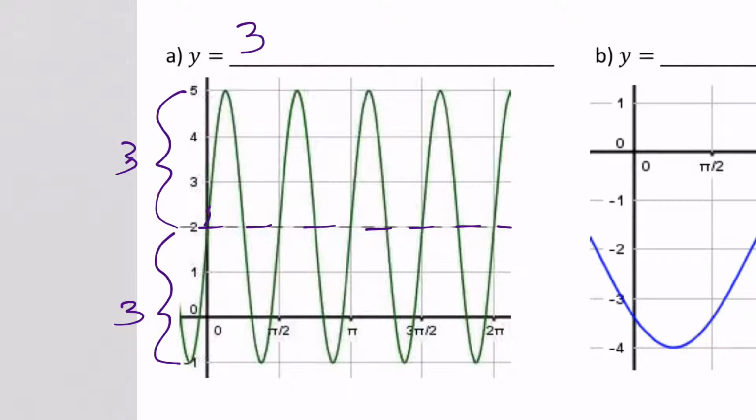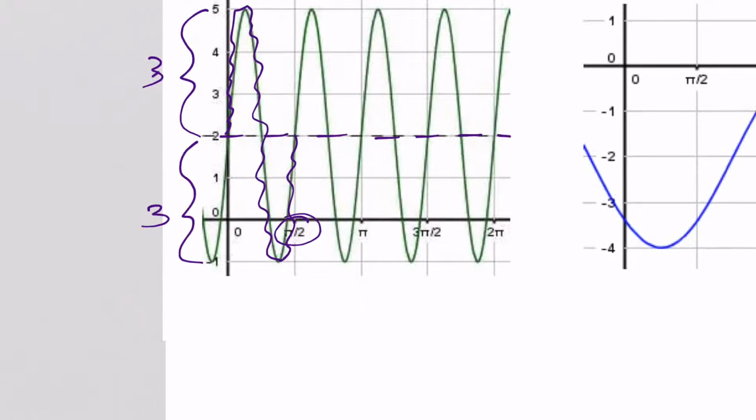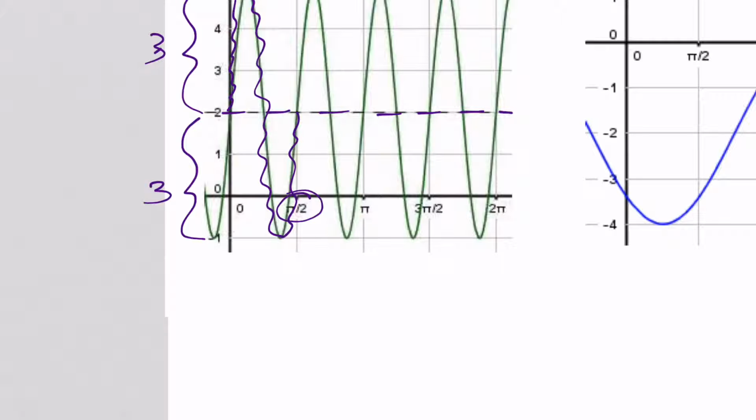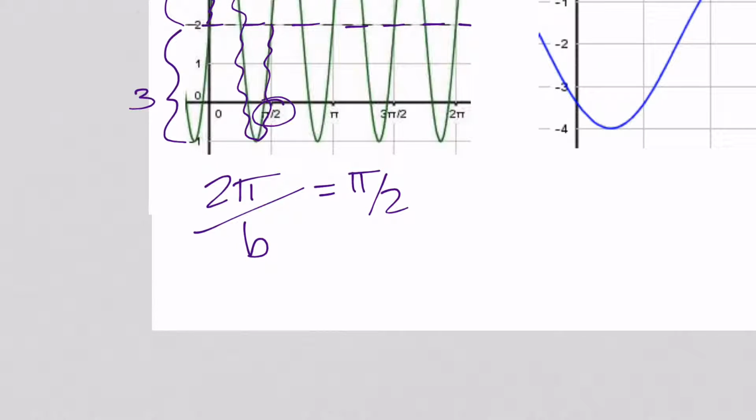Now, I want to figure out how long it's taking me to get a full cycle. I can see that I've gotten a full cycle once I hit the angle of pi over 2. So let's think about one way we can figure out what that coefficient on our x term needs to be. I know that I take 2 pi and I divide it by that coefficient, I'm going to call it b, and that gives me my period. And my period here is pi over 2. So I can use that to my advantage. I can solve this equation for b.